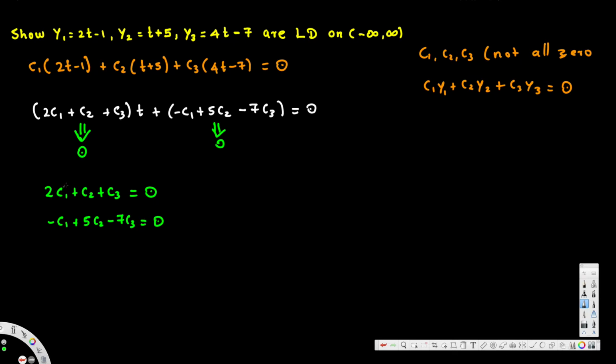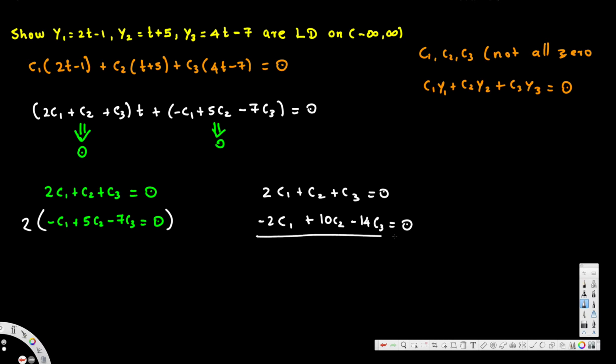There are many different methods you can use to solve this. Elimination is one of the best. You can choose any number, but you have to get rid of one of the variables. Here it's easy to get rid of c1. If you multiply this one by 2, the top one remains the same, that's 2c1 plus c2 plus 4c3 is equal to 0, and the bottom one is going to be negative 2c1 plus 5 times 2, that's 10c2, 7 times 2, that's 14, so negative 14c3 is equal to 0.